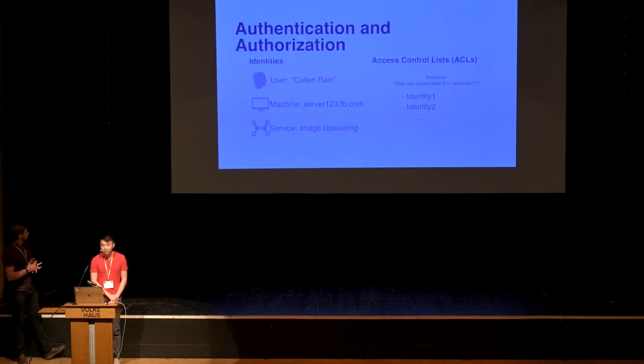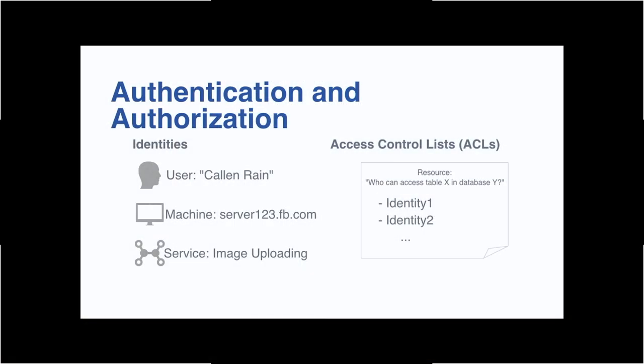The central components of authentication and authorization are identities and ACLs, which stand for access control lists. We define identities in a flexible and granular way that allows us to associate a unique identity for every user, every machine, every service, job, and so on.